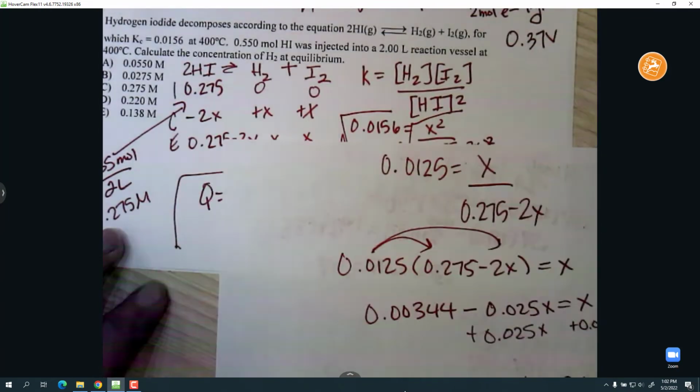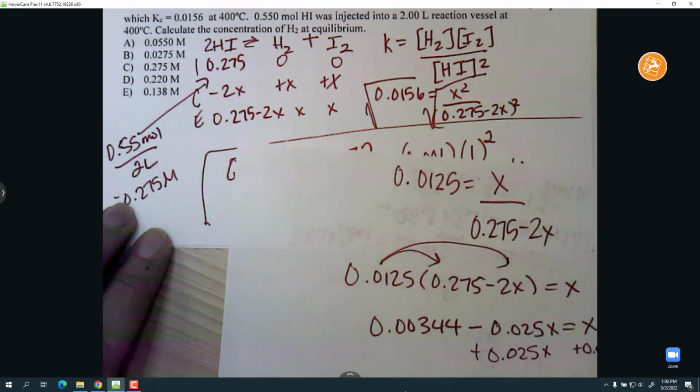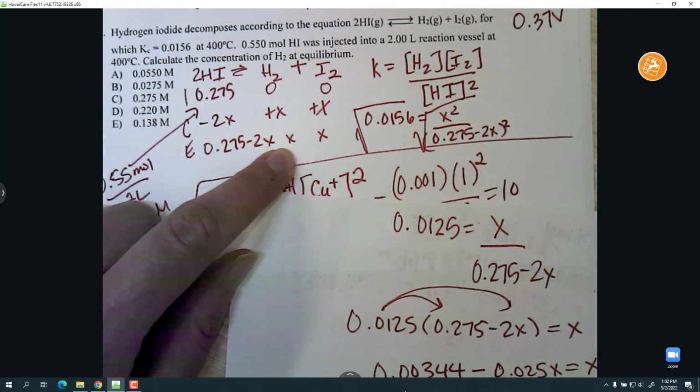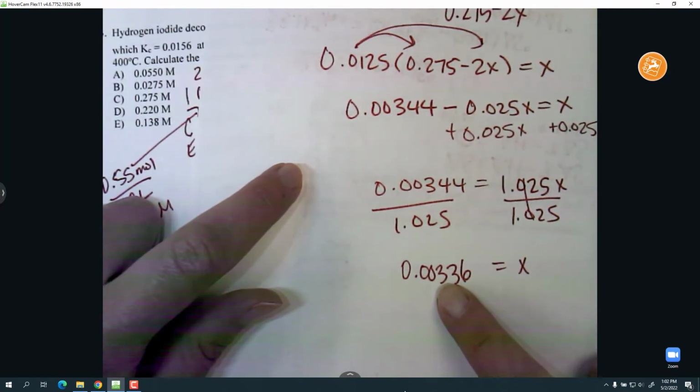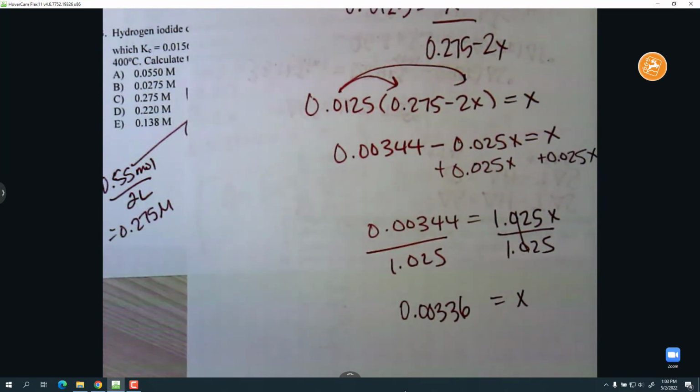Whew. All right, so now I'm ready to, what am I trying to do? Calculate the H2 concentration at equilibrium. H2 concentration at equilibrium is just x, so this is 0.00336. I do not see that as a choice. All right, so where did I mess up?